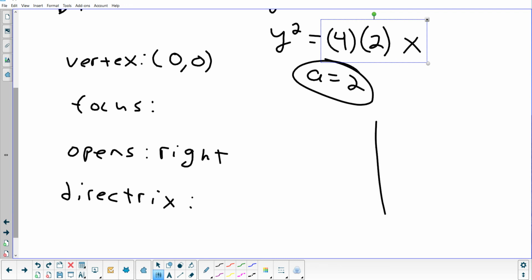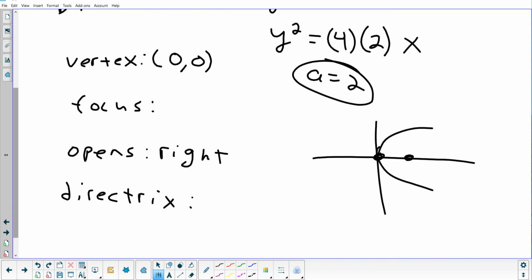So now, think about it like this. You've got your vertex. How many units away from the vertex is the focus? It's 2 units away, and because you know which way it opens, you know which direction to go. So the focus is going to be 2 units to the what of the origin? Right. To the right. If you didn't know which way it opens, you wouldn't be able to figure that out. So what's the coordinate when you go 2 units right of the origin? (2, 0). And now you've got that.